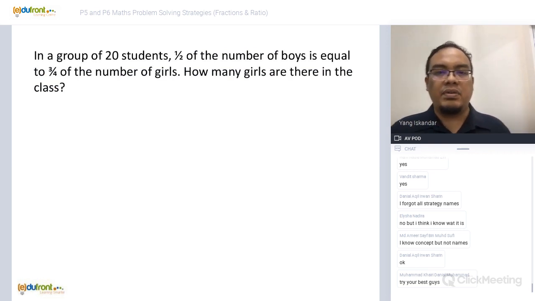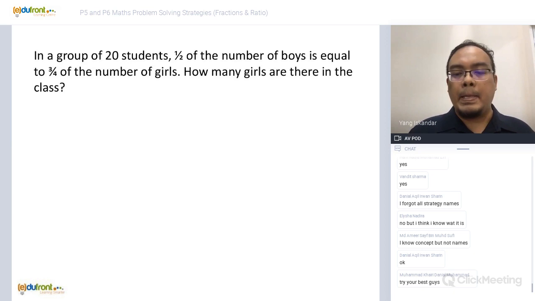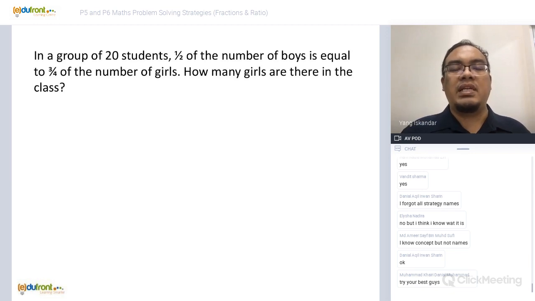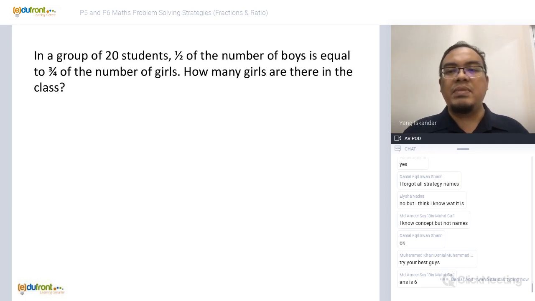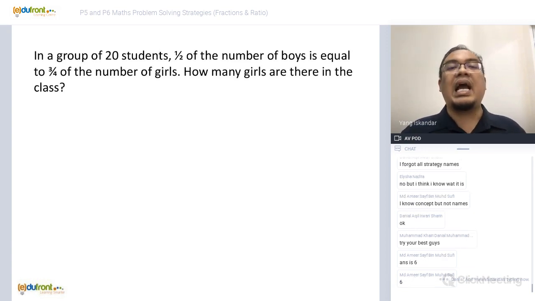I'll give you 30 seconds to read. In a group of 20 students, half of the number of boys is equal to 3/4 of the number of girls. How many girls are there in the class? In this question, some students misinterpret. You think there are equal numbers of boys and girls, which is not true. They say that half of the boys is equal to 3/4 of the girls, so confirm that the numbers of boys and girls cannot be the same.